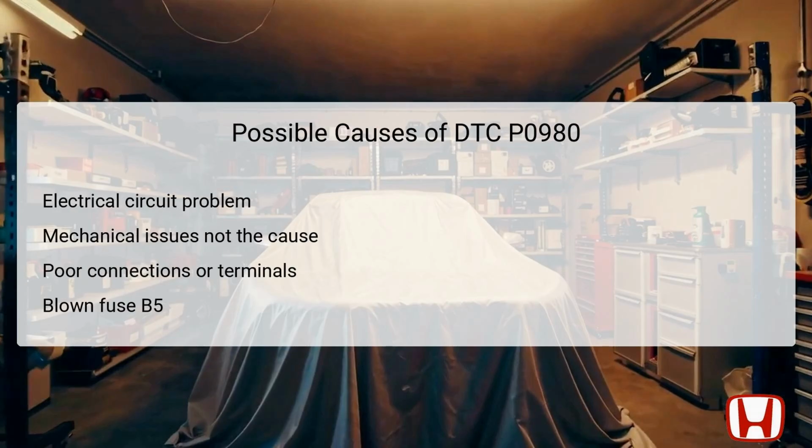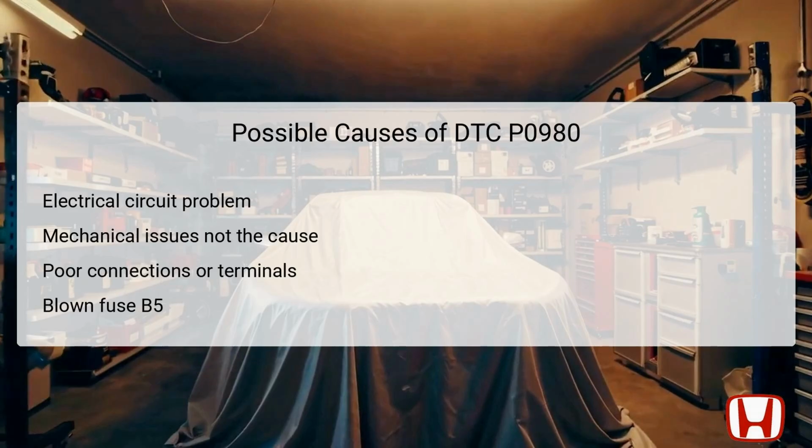The DTC P0980 can stem from several possible causes, mainly centered around electrical issues. Firstly, an open circuit in the electrical wiring connected to the shift solenoid valve C can lead to this error code. Unlike some other transmission-related problems, this specific DTC does not suggest any mechanical failures within the transmission itself, which is critical for technicians to understand during diagnosis.